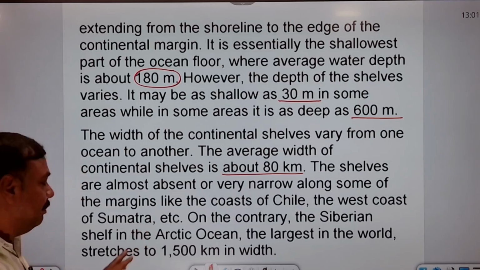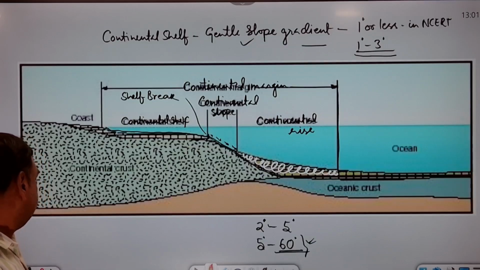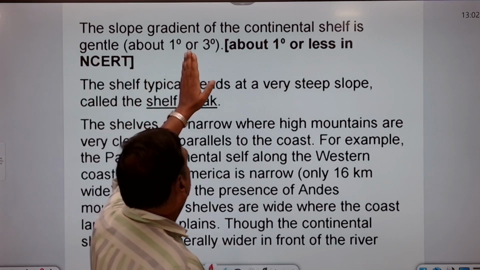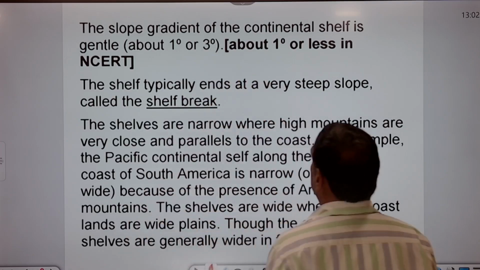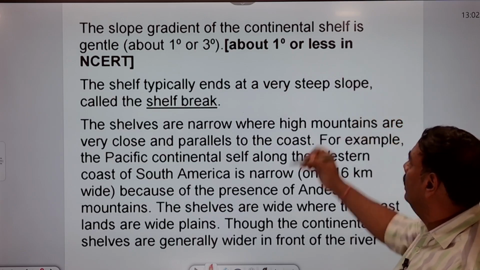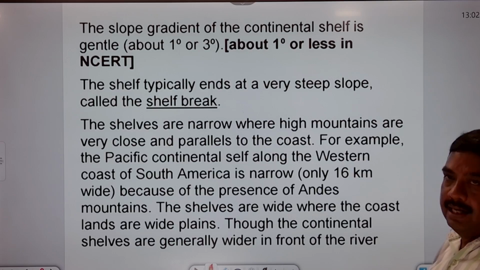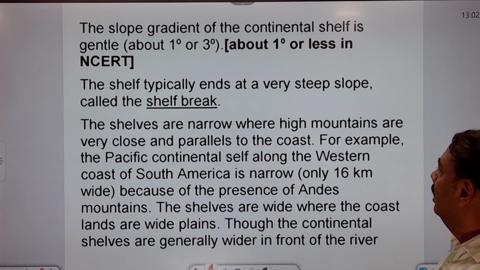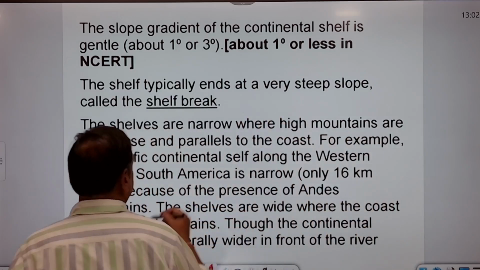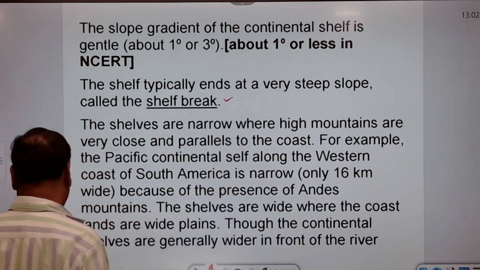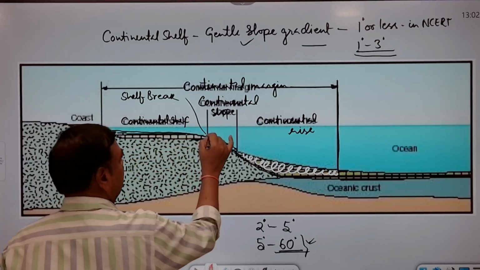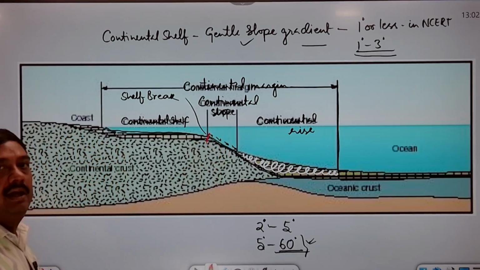Now here the example has been given. What is important is that the slope gradient of the continental shelf is gentle, about 1 to 3 degrees, and as I told you, it is about 1 degree or less as given in NCERT. The shelf typically ends at a very steep slope called the shelf break. We have discussed the shelf break, right? It is the shelf break.